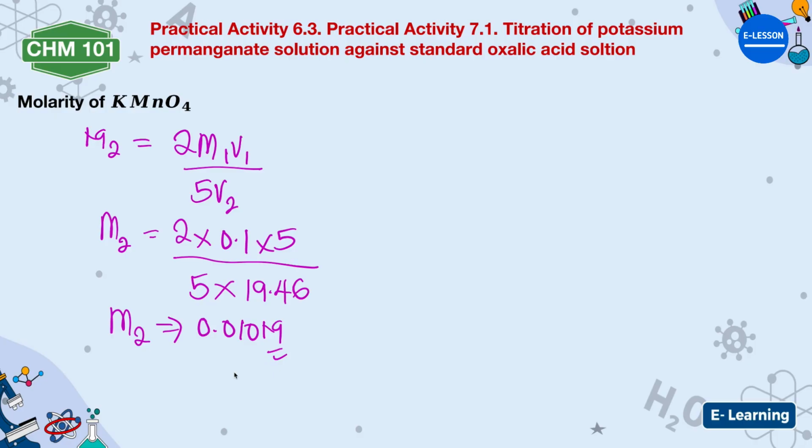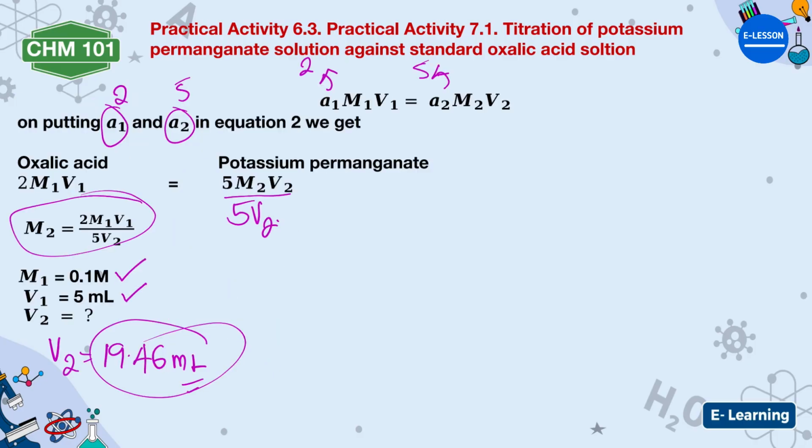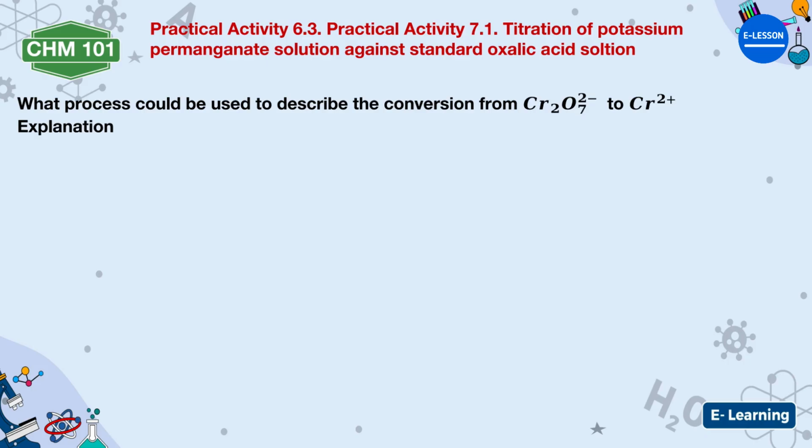Now that you've got to your 0.01 molar, I think that is everything that is expected of you there. The next question is, what process could be used to describe the conversion of heptaoxo dichromate to chromium 2 plus? What process could be used to describe the conversion from this to this? Is it oxidation? Is it reduction? First of all, we need to know the oxidation state of chromium here and the oxidation state of chromium here.